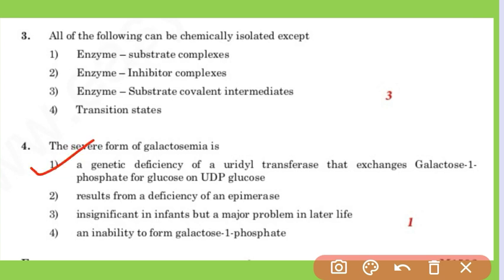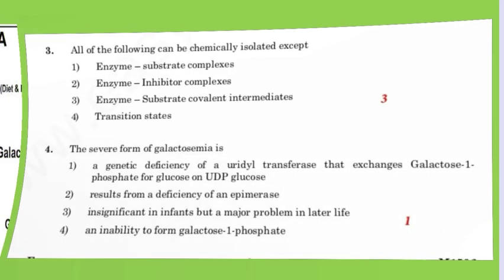Galactosemia is a genetic deficiency of a uridyl transferase that exchanges a galactose 1-phosphate for a glucose on UDP glucose. So option first is the answer of this question.